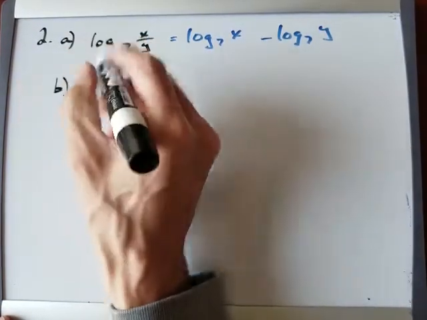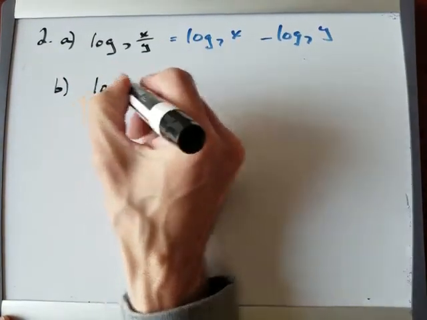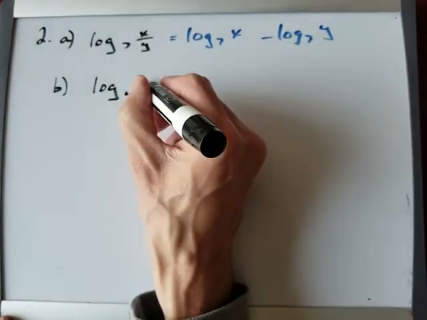The next guy just again goes purely algebraic. Log and the base this time is 4. That doesn't really matter that much.